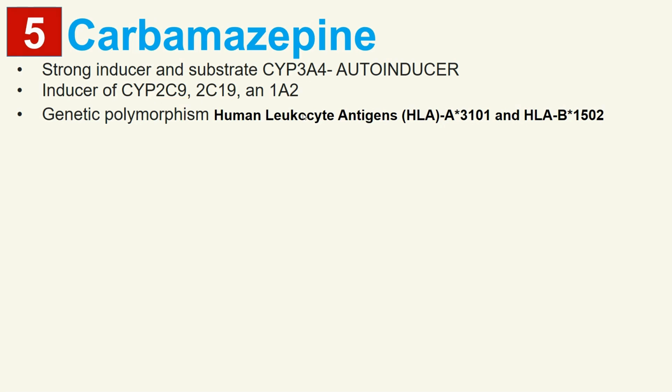One big thing about carbamazepine is that it has a genetic polymorphism. Patients who have certain HLA, or human leukocyte antigen, genes can show variation in response. This effect is related to carbamazepine allergic reactions, which cause Stevens-Johnson syndrome.